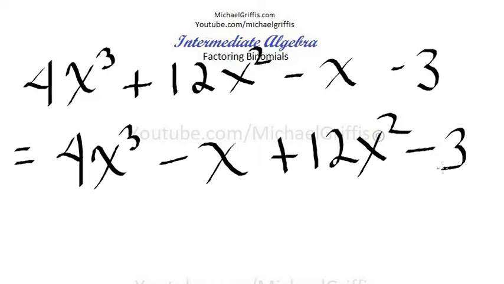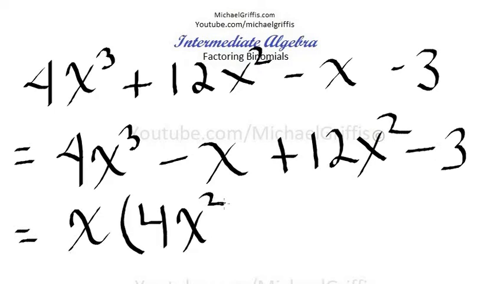Now let's take a look at this. If I factored out, let's factor an x out of these first two terms and see what happens. Sometimes it's just trial and error. So we have x times, in parentheses, 4x squared minus 1.